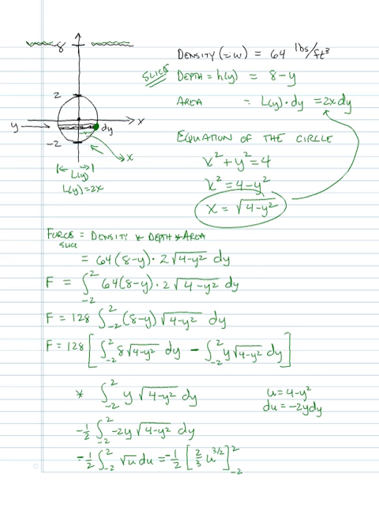But, of course, u is 4 minus y squared. I'm running out of space, aren't I? So we have this negative 1/2 times 2/3 times 4 minus y squared to the 3/2, and all of that's evaluated from negative 2 to 2.